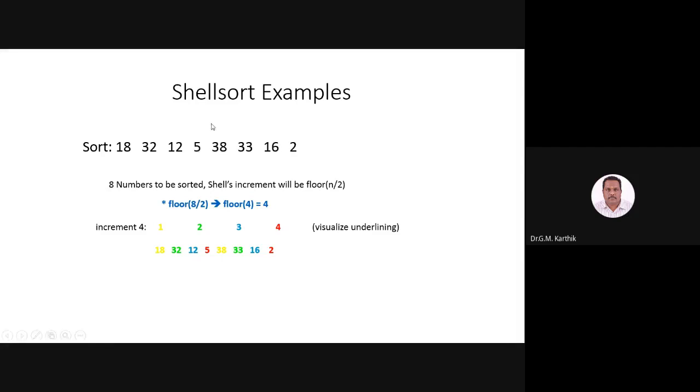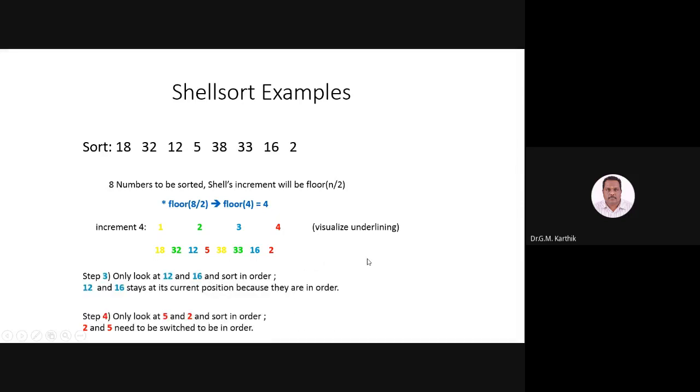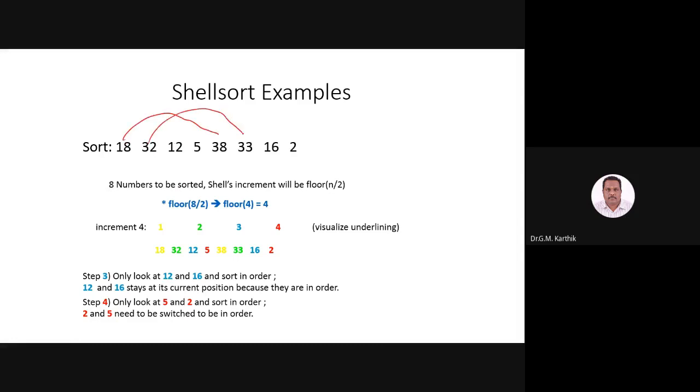When you compare 5 and 2, you can see it is not sorted, so it will get sorted with the space shifted away. You can see here 18 and 38, 32 and 33, and 12 and 16. These three pairs do not have any swap. So no swap happens between them.